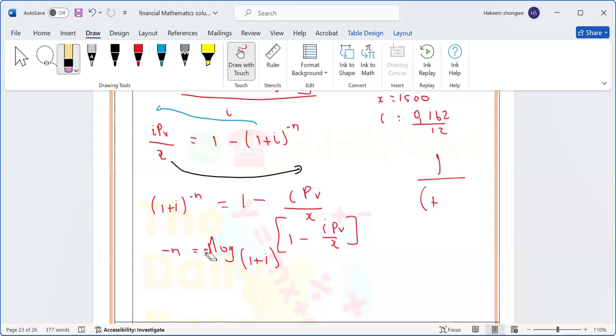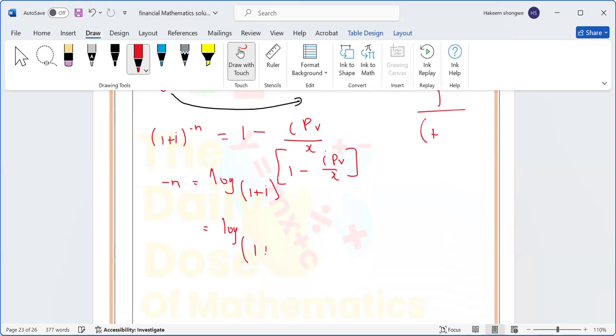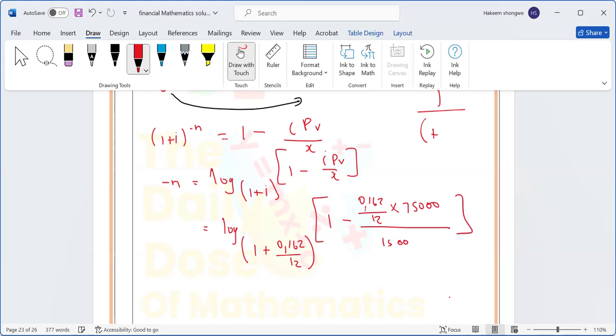So let's go and check that now. Let's substitute and check if we're getting our answer correct. If we don't get it correct, this one has a tendency of having a maths error to show you which part you did wrong. So we have log, we have 1 plus, what did we get as our interest? 0.162 divided by 12, close brackets. We have 1 minus 0.162 divided by 12, multiplied by 75,000, all over 1,500. Let's check how we type this in our calculator.